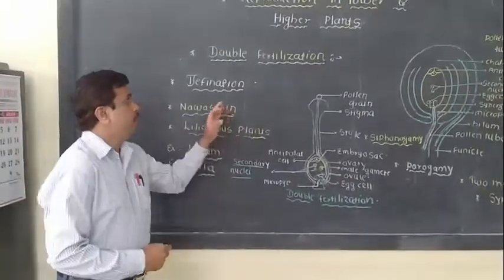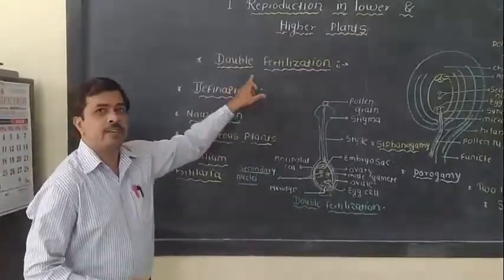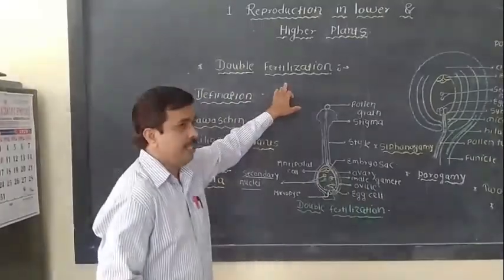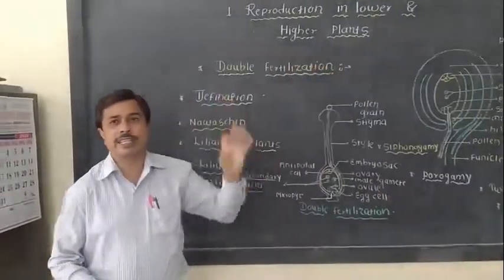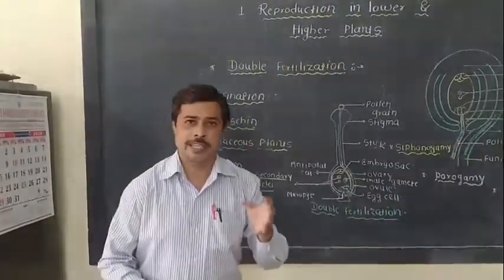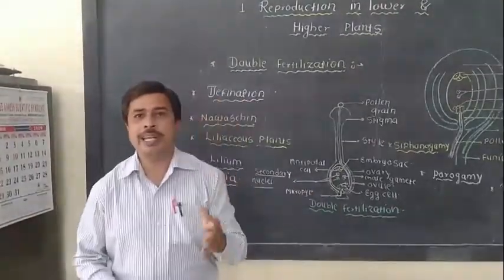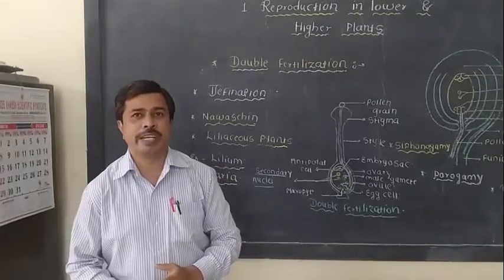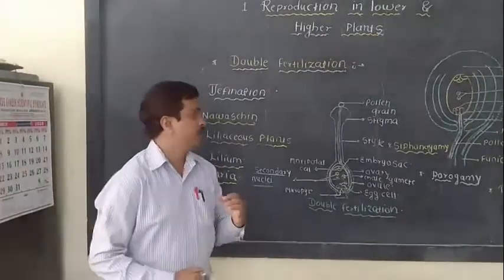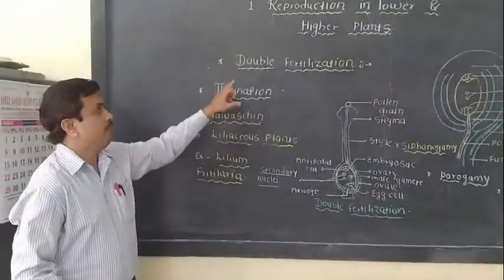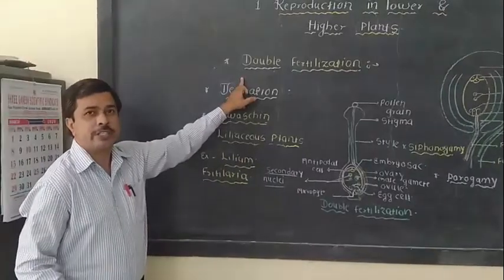Okay. Now, before this topic, we will see or read in this chapter the different parts, that is the structure of the flowers, then the development of the male and the female gametophyte. It is the most important point. Okay. Now let us see the first, double fertilization.